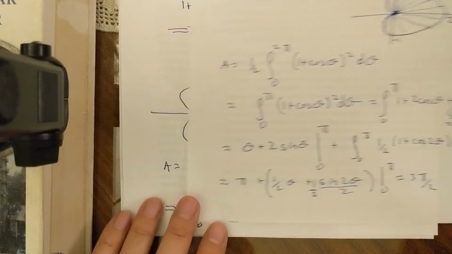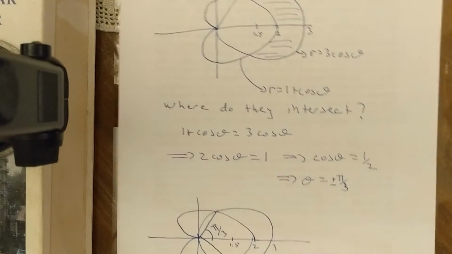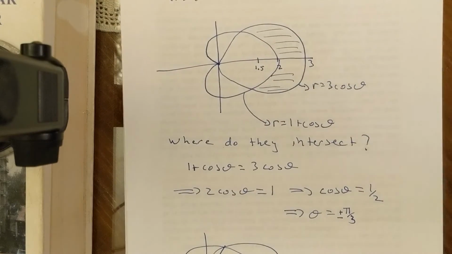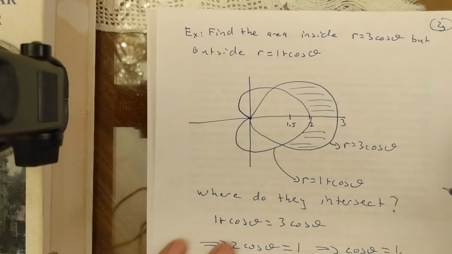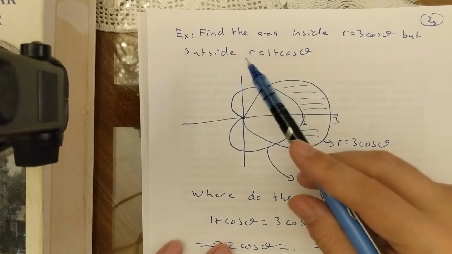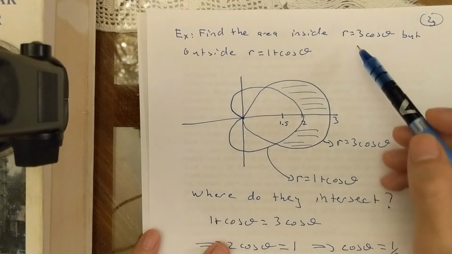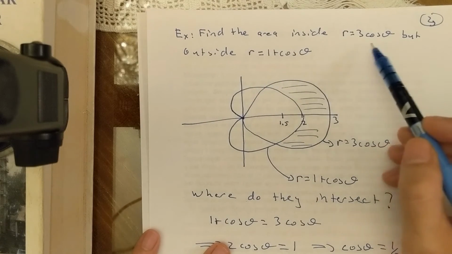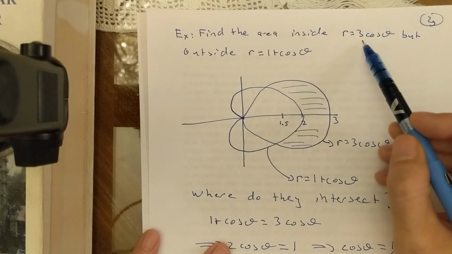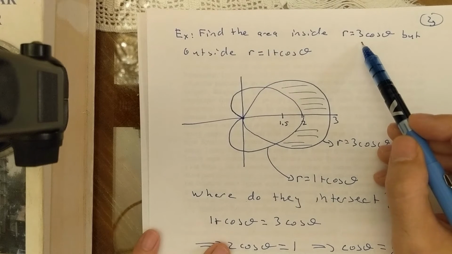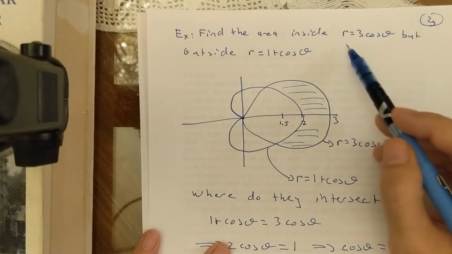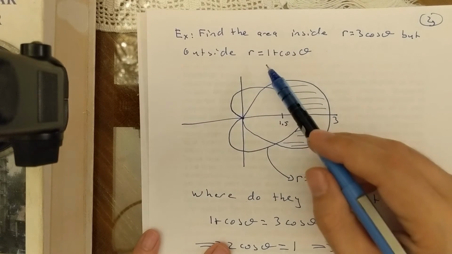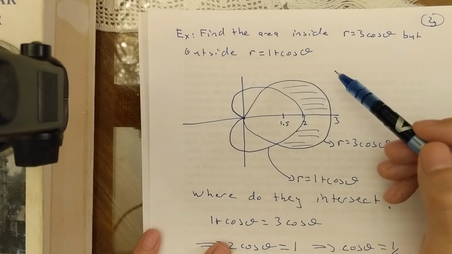Let's do something more difficult. Let's do an intersection problem. The way we're going to set this problem up is I'd like to find the area inside, remember, this is going to be a circle, r equals 3 cosine theta. It's going to be on the x-axis. The center is going to be at 1.5, right over here. I want the region inside this circle, but outside this cardioid, 1 plus cosine theta.